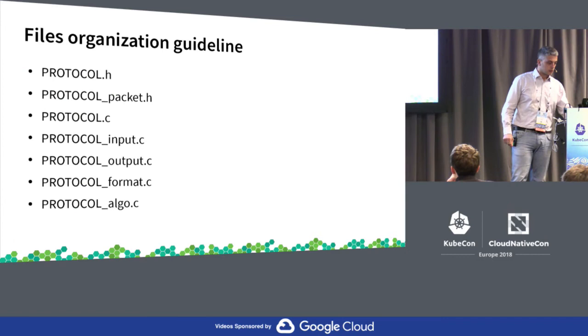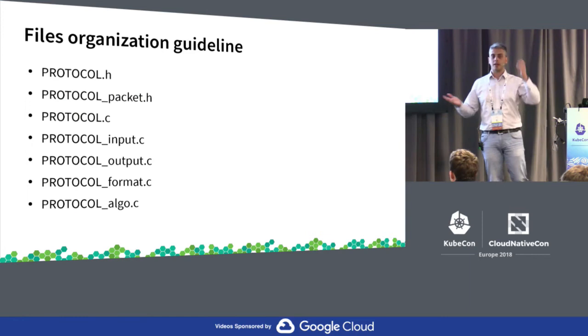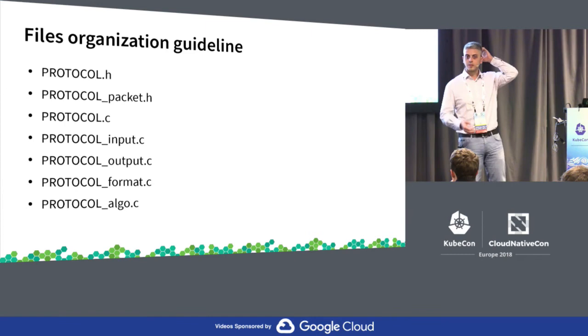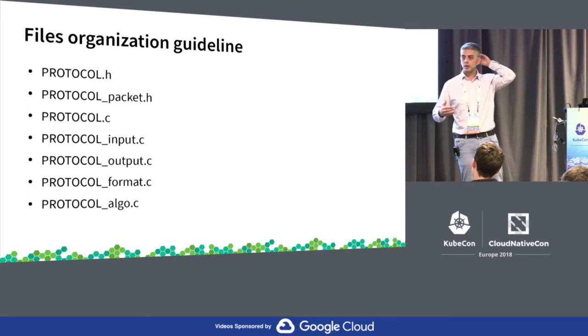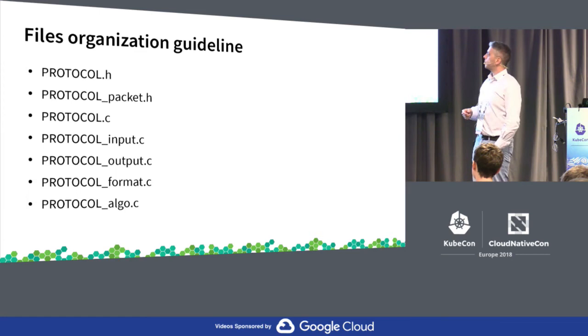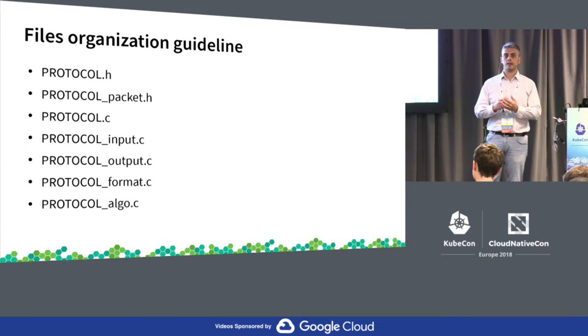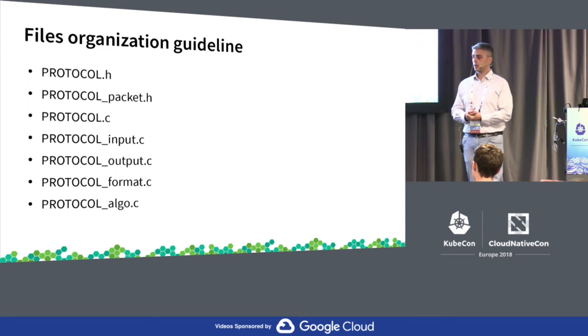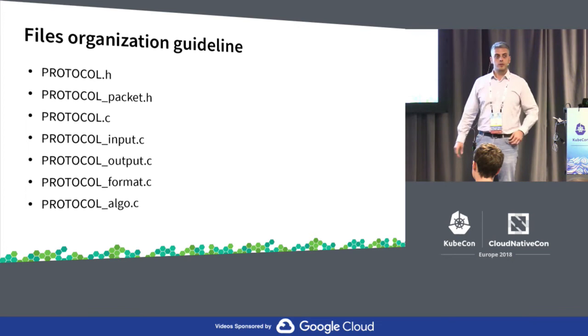With regards to the file organization, I call this a guideline, but it's more like a recommendation. Thanks to the TCP implementation, it was really easy to go through the code and figure out who was doing what. We have a new protocol .h, which just takes care of defining all the functions and data structures that are going to be used internally by our protocol implementation. It could be functions used by one file versus another, where you need to export the functionality, etc.